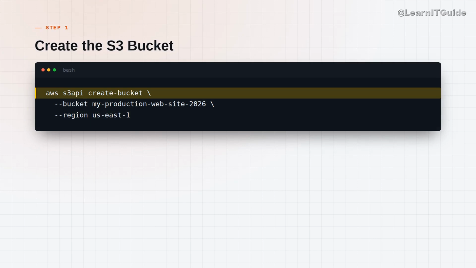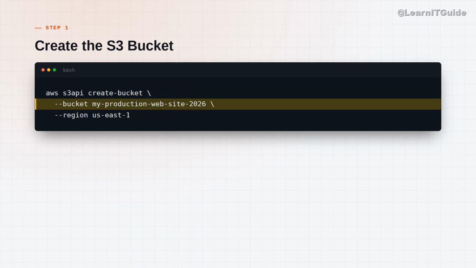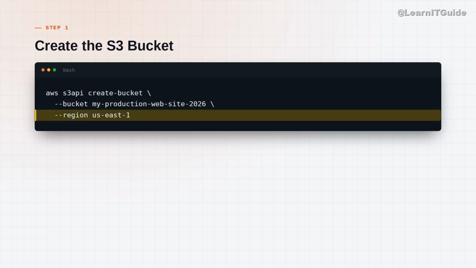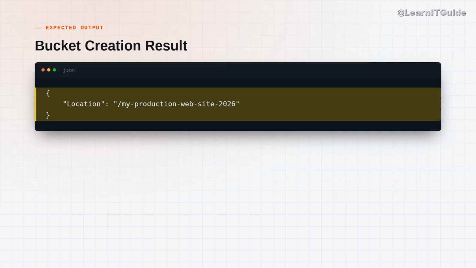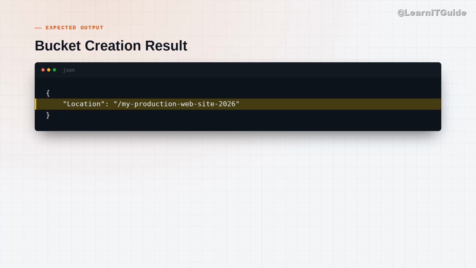First, we create the S3 bucket. We use the S3 API command here rather than the console because it is faster and lets us script the process. We are naming this bucket with a globally unique identifier. Notice we define the region explicitly. This ensures your data stays exactly where you expect it for compliance reasons. When you run that command, you should see this JSON output. It confirms the bucket has been created in the specified region. If you get an error here, it is usually because the bucket name is already taken globally. Just pick a more unique name.